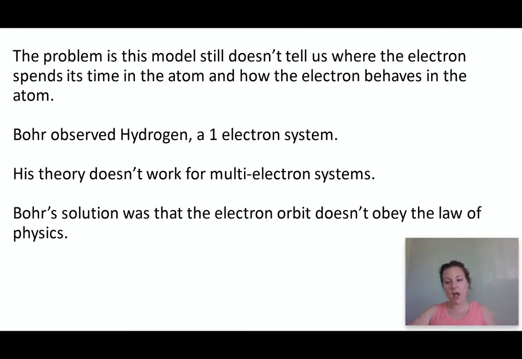So that is kind of the flaw in Bohr's theory. His solution to the fact that it didn't work in multi-electron systems is that the electron orbit doesn't obey the law of physics. Ms. Easton is probably going to have something to say about that. So Bohr's theory was actually really flawed because it only worked for hydrogen. Even though it explains all the periodic trends that we talked about, it's kind of sketchy.